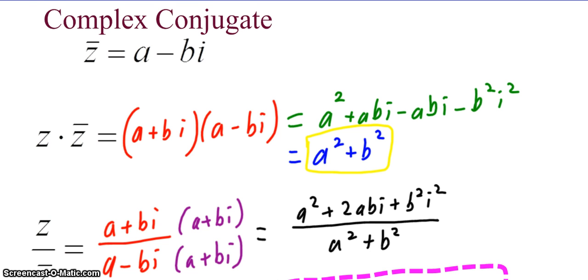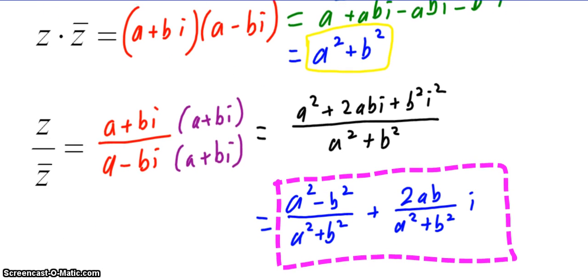Okay, so we should know or remember that when we multiply a complex number by its conjugate, what happens is the imaginary part goes away. And so in this case, what we're left with is a squared plus b squared. So it's just going to be some real number, and we have no imaginary component to the complex number anymore.